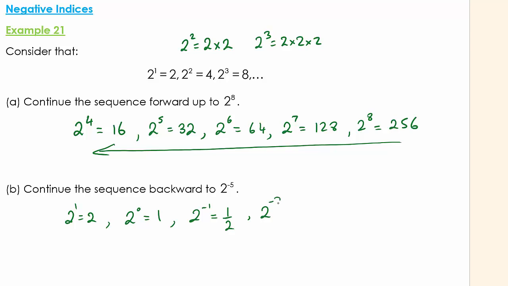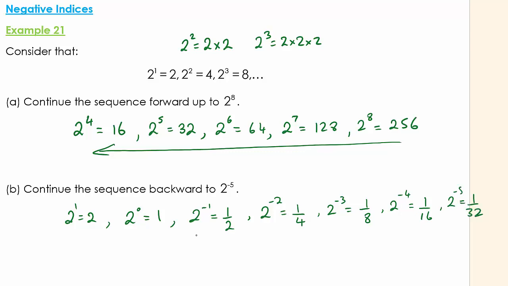2 to the negative 2 would be half of a half, which is a quarter. 2 to the negative 3 is going to be half of a quarter, and that's an eighth. And 2 to the negative 4 is going to be half of that again, which is 1 over 16. And finally, 2 to the negative 5 will be 1 over 32.